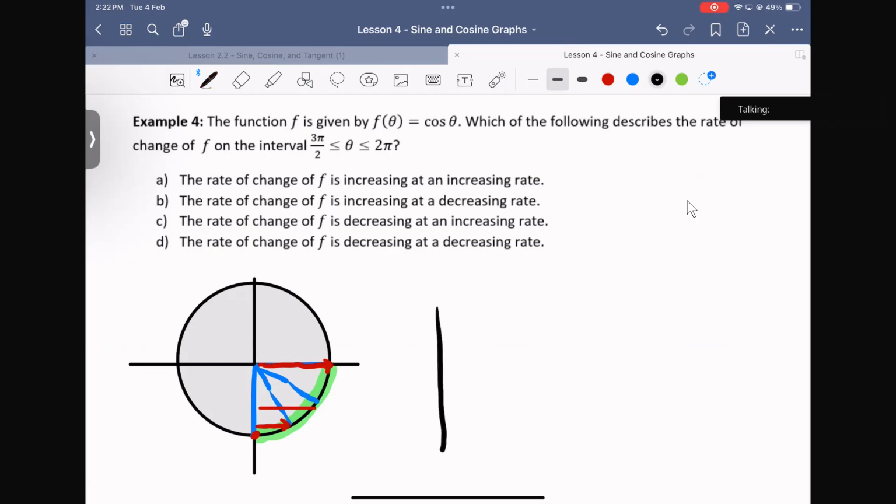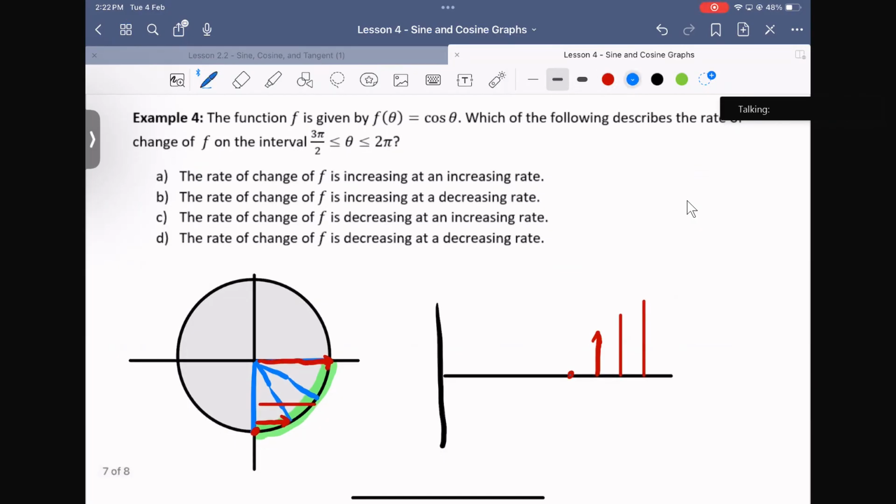Of cosine as theta increases, it starts off at 0. And then this is quite a big jump here. Then we have less of a jump, and then we have even less of a jump. We're getting a graph that's looking like this here at that point. Increasing at a decreasing rate. We would say that the function is increasing at a decreasing rate.